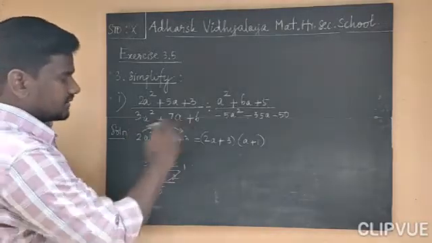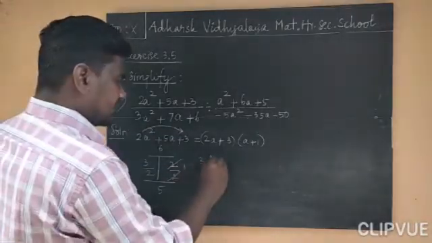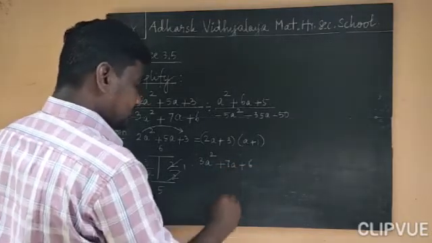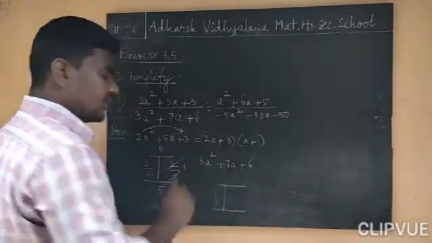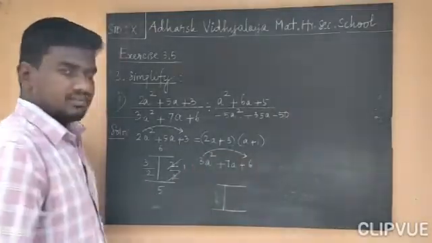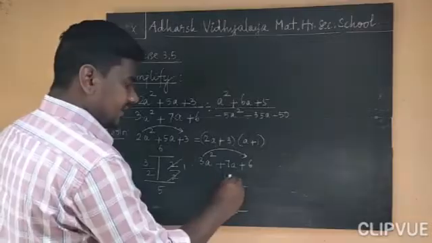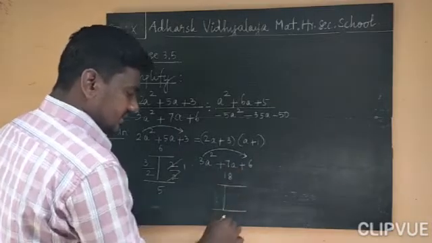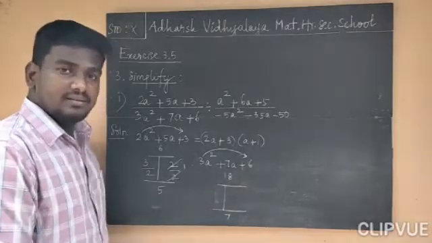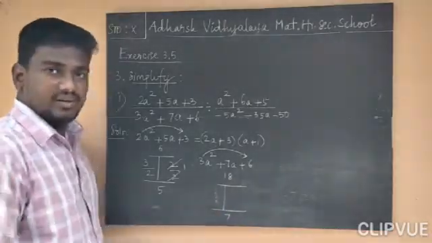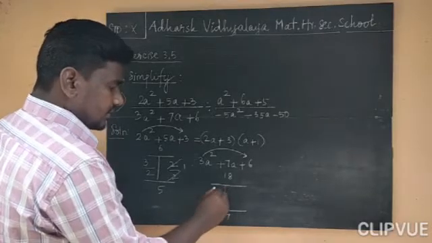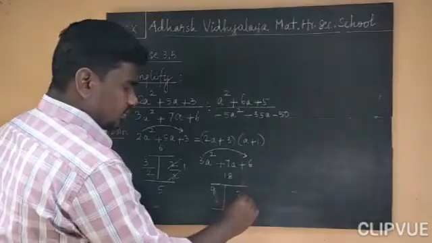Second one, 3a square plus 7a plus 6. Here also the leading coefficient is not 1, so it should be multiplied by the constant term. 3 into 6, 18. And the coefficient of a is 7. So the product of two numbers is 18 and the sum of the same two numbers is 7. So what are they? 9 into 2.